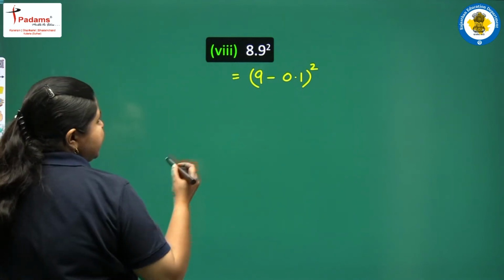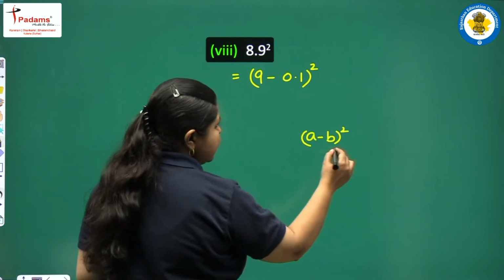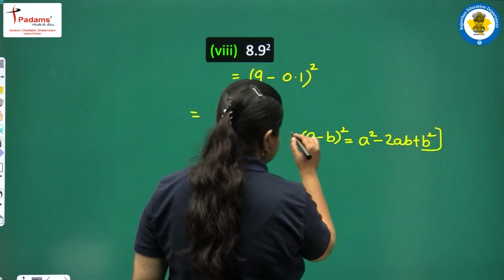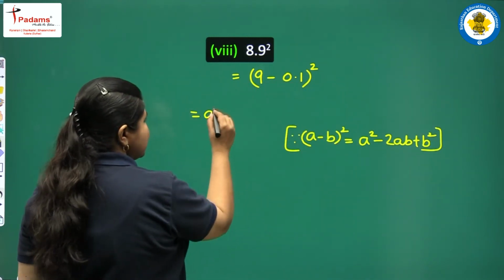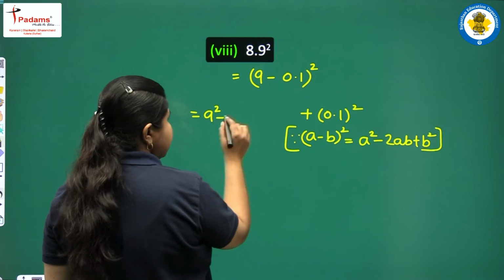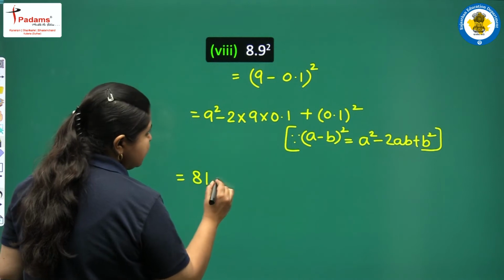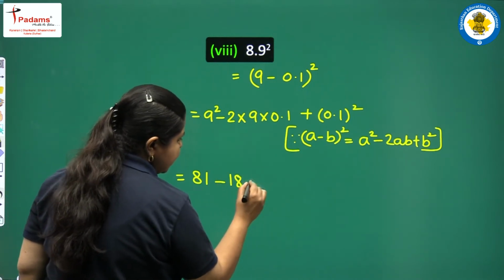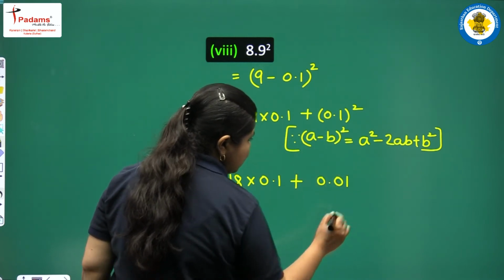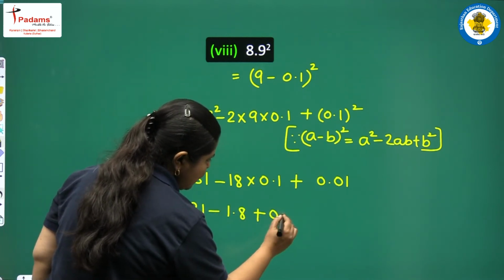Now think of the identity which will be used here. We have (a minus b) whole square. ये फॉर्म है तो यहाँ आप एक्सपैंड करेंगे a square minus 2ab plus b square. You can use this identity. Now here a square के लिए 9 square, then plus here 0.1 whole square and in between minus, multiply both of them by 2. Now 9 square it's 81 minus here 2 into 9 it's 18 into 0.1 and plus 0.1 whole square it will be 0.01 and again this will be 81 minus 1.8 plus 0.01.